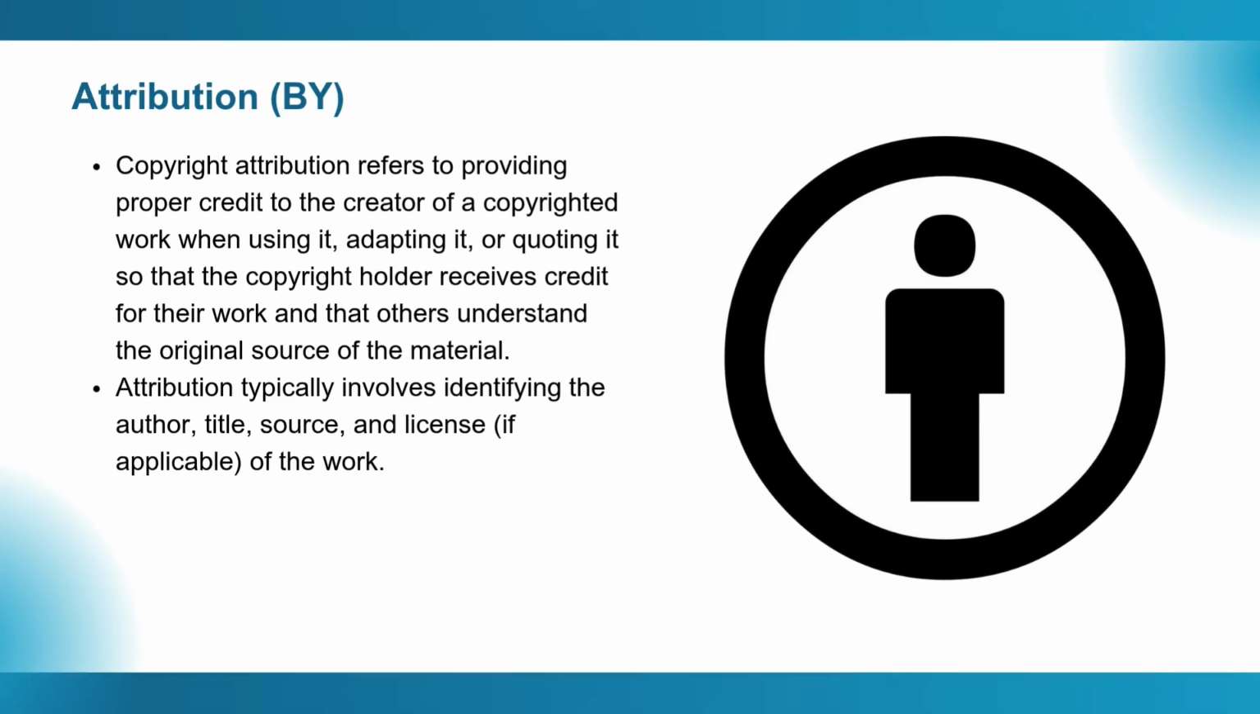Copyright attribution refers to providing proper credit to the creator of a copyrighted work when using it, adapting it, or quoting it so that the copyright holder receives credit for their work and that others understand the original source of the material. Attribution typically involves identifying the author, title, source, and license, if applicable, of the work.